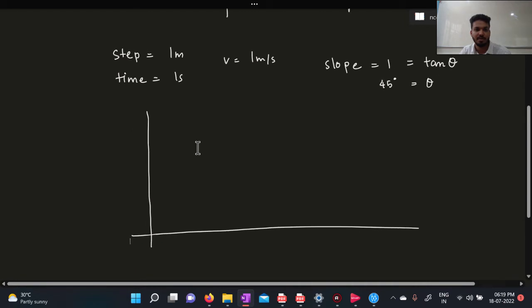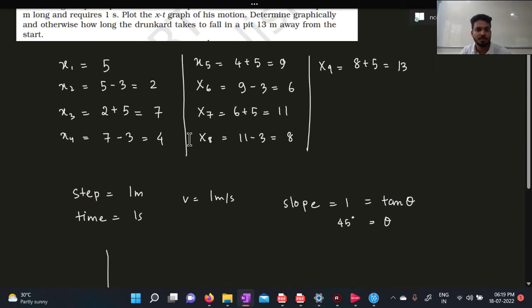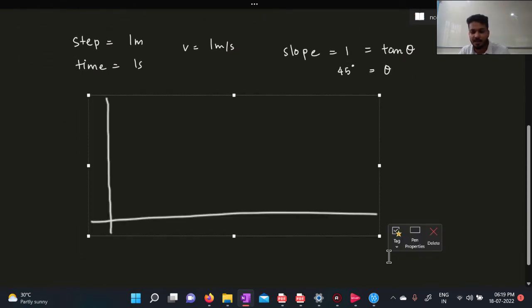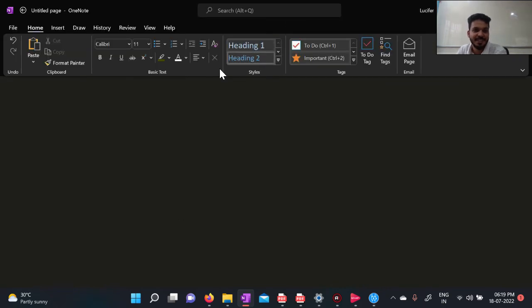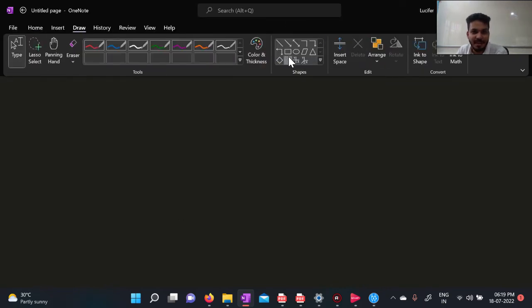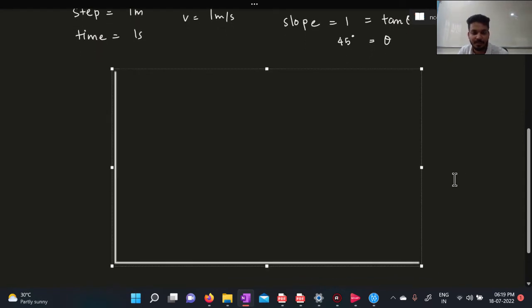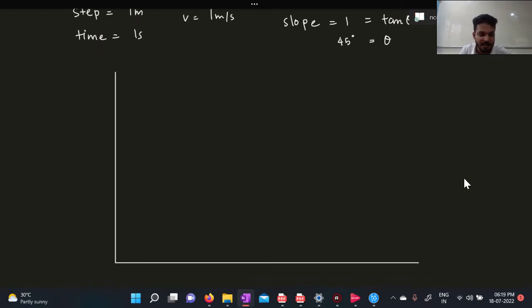What are the important values here? 2, 4, 6, you have to plot. I'll keep on plotting till 14. Well, let's make it a little bit big. Also let's make it a little bit pretty. So let's use this line here. Now it's looking nice. Okay, so let's plug in the values here: 2, 4, 6, 8, 10, 12. And this is where the pit is, 13.